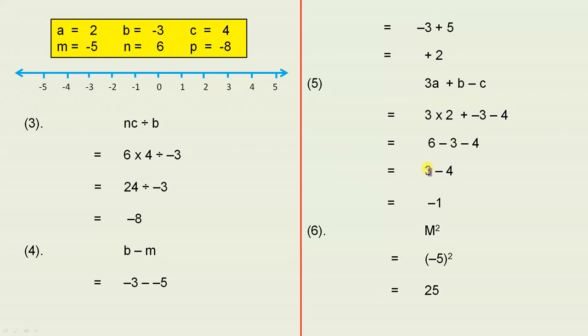Then we have 3 minus 4. So if we put the counter on 3 and move 4 places to the left, we get an answer of minus 1. And finally we have m squared.